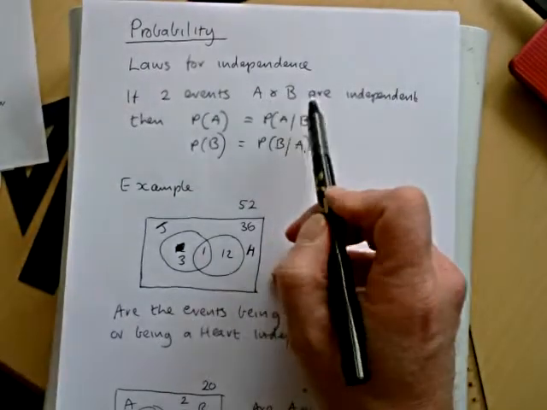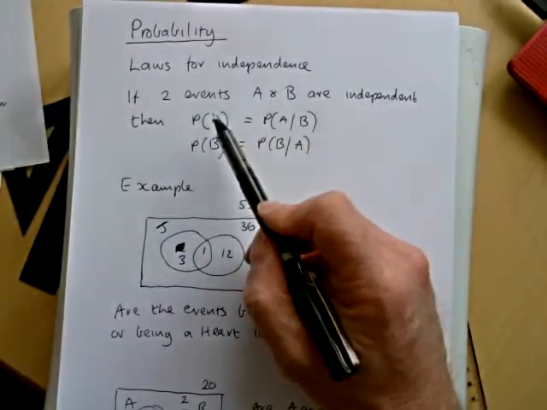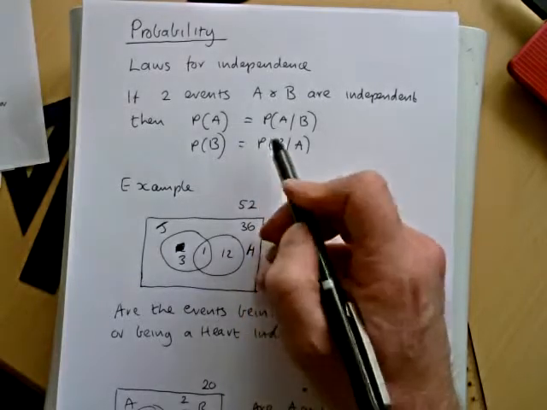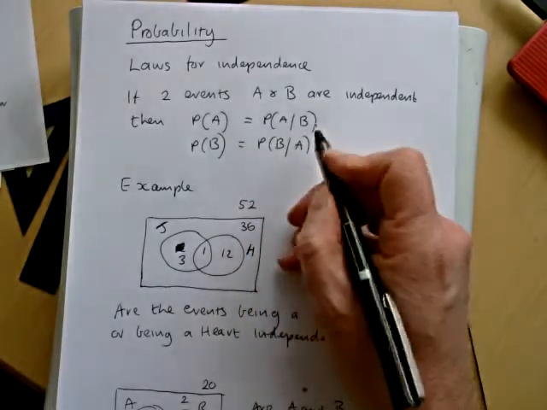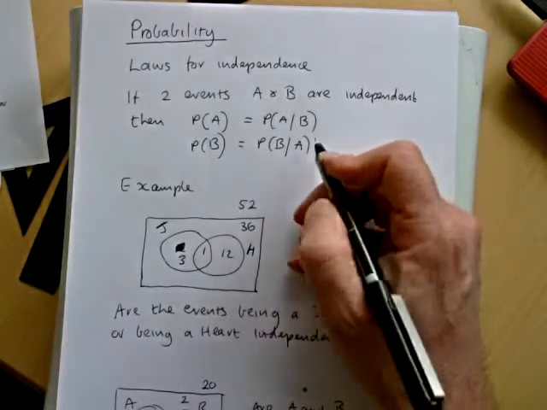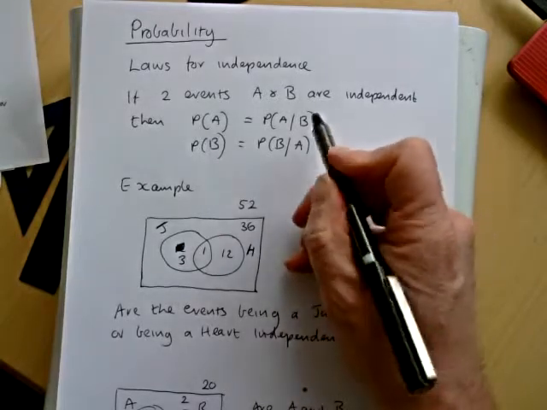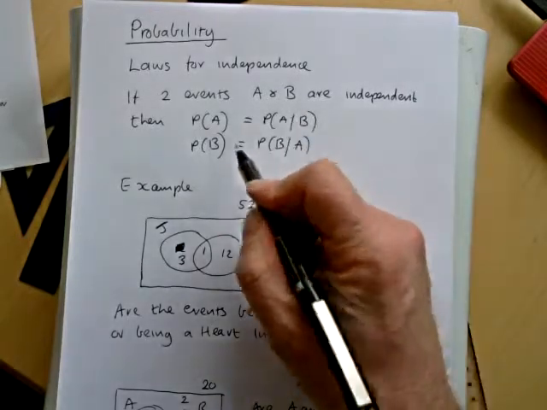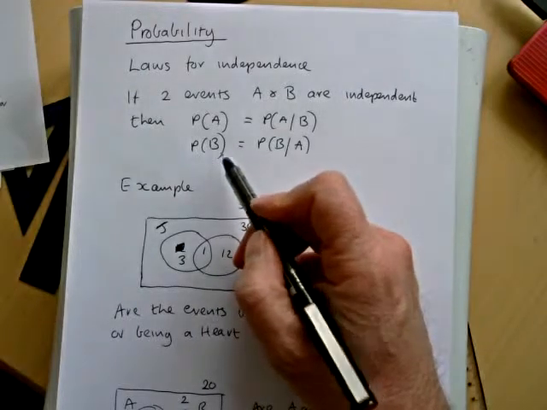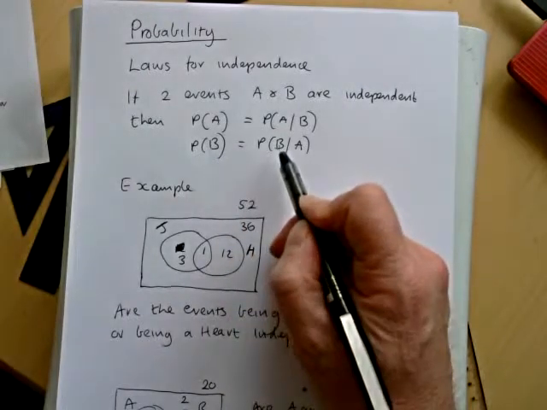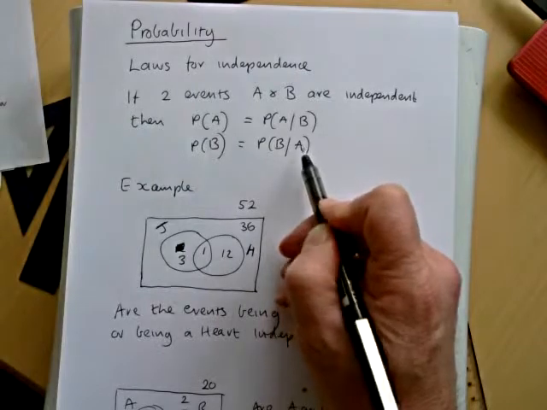If two events, A and B, are independent, then the probability that A occurs would be exactly the same as A occurring given that B has already occurred. So what we're saying is that the event B, if it happens, has no impact on A. And equally, the other way around would be true. The probability that B occurs would be exactly the same as B occurring given A had occurred already.